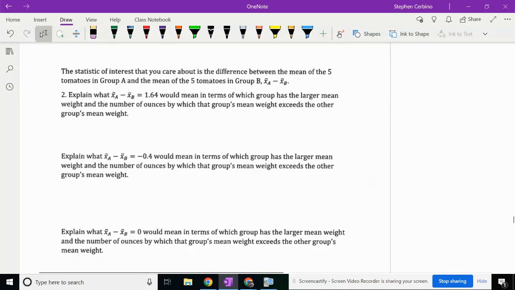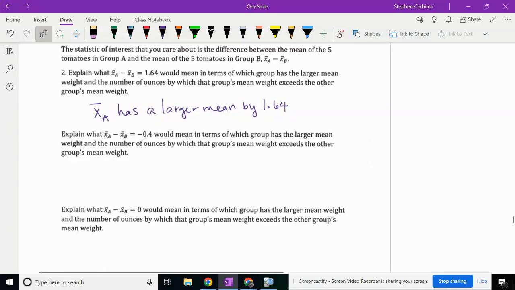Depending on what the difference in sample means is, it's going to tell you something different about the two samples that you had. So for example, if I had a difference of sample means of 1.64, that tells me that the sample of A has a larger mean by 1.64. If I subtract the two sample means and I get a negative number, that means sample B is larger.